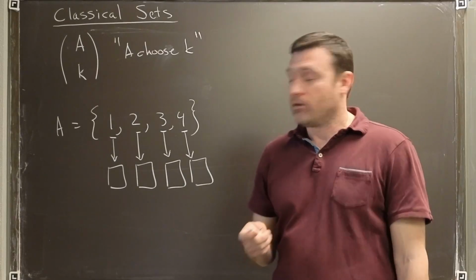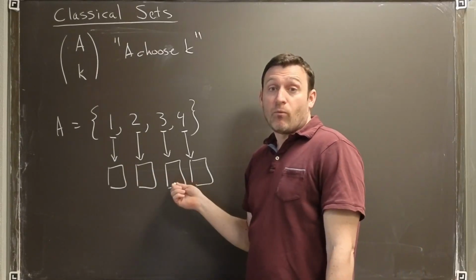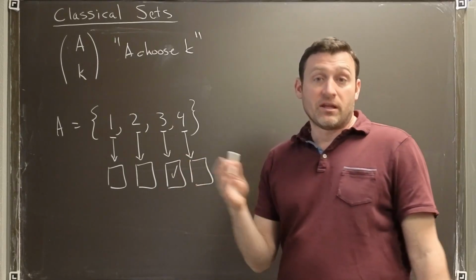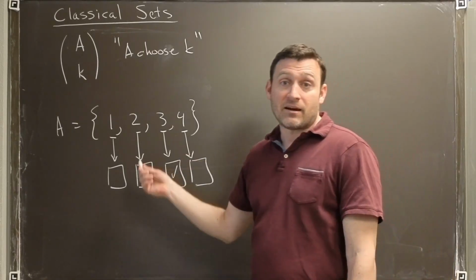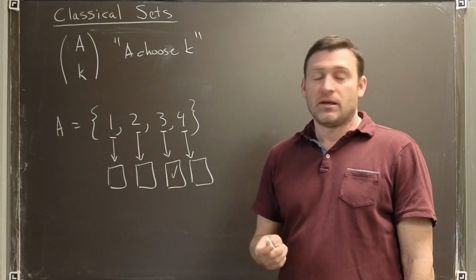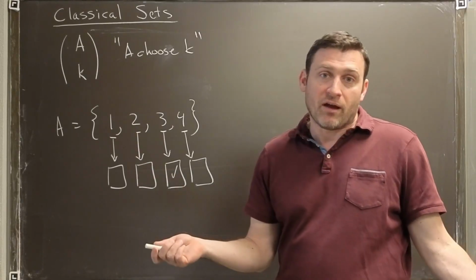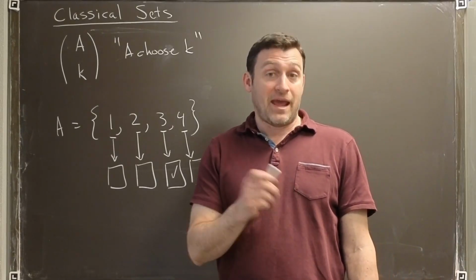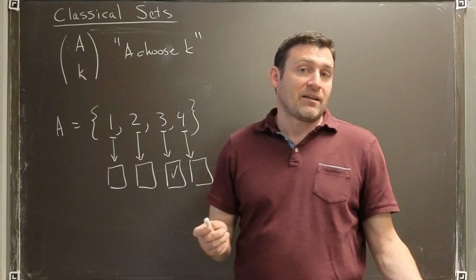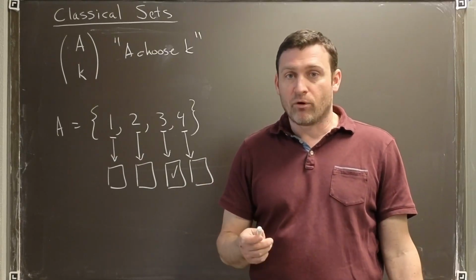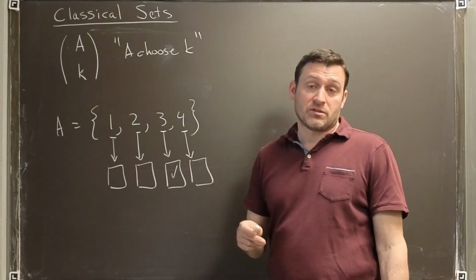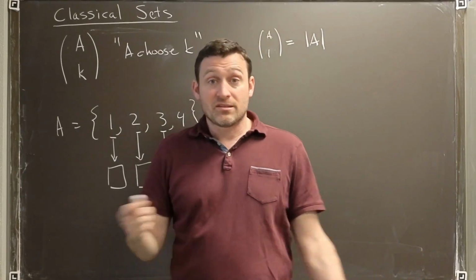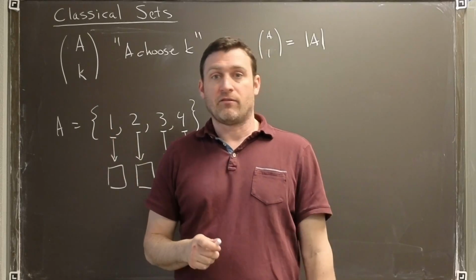Well, I see the pattern. I'm forced to pick a box, and once I pick a box, I can pick no others. If I pick that one, it's the number 3. I can't add another one because it would have 2 elements. And if I pick fewer than one box, it would have 1 element. So if I want to pick exactly one element, A choose 1, I have exactly 4 choices. Why 4? Because A had 4 choices. So this gives us our first rule. A choose 1 is the size of A, the cardinality of A.